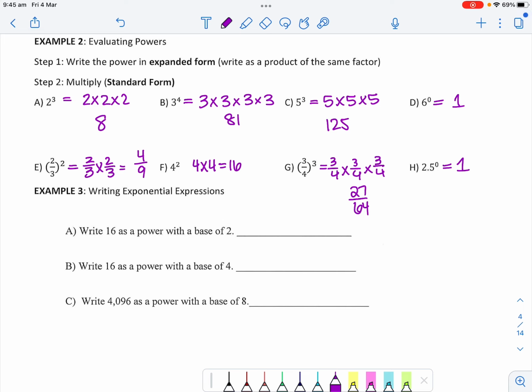Okay? In my last example, writing exponential expressions, what this is telling me is that 16 is the answer that comes out at the end. 2 is my base, and then I want to know what the exponent is. So I'm going to write my expression as 2 to some power is equal to 16. And then I'm going to say, okay, I'm going to multiply the number 2 until I get to 16. So 2 times 2 is 4. 4 times 2 is 8. 8 times 2 is 16. And I wrote the number 2 4 times. So in my box, I'm going to put a 4.